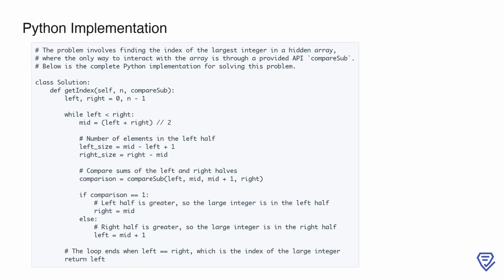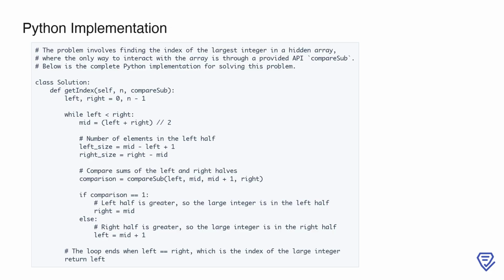2. Binary search. The loop continues as long as left is less than right, meaning there are still multiple indices to consider. At each step, the midpoint mid is calculated as (left + right) // 2. The sizes of the left and right halves are determined. The left half includes indices left to mid, and the right half includes indices mid + 1 to right.